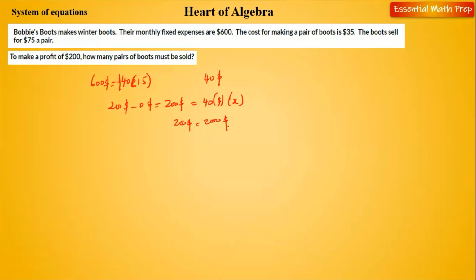That means they have to produce how many total? We know 15 boots is break even, and 5 more boots is for a $200 profit. That means they have to sell a total of 20 boots. Okay, this is option 1.